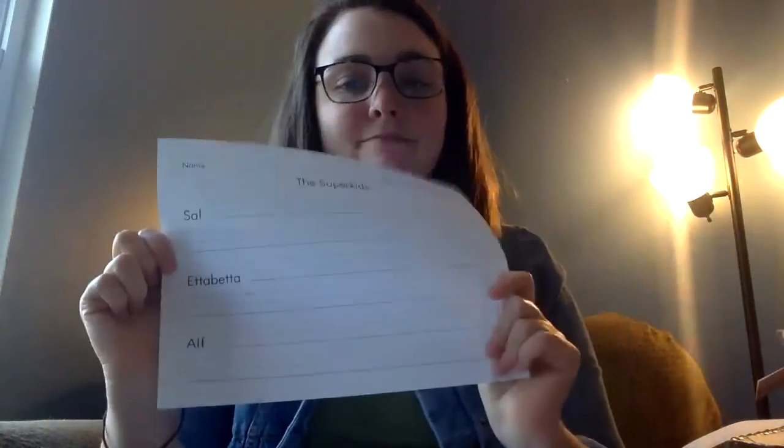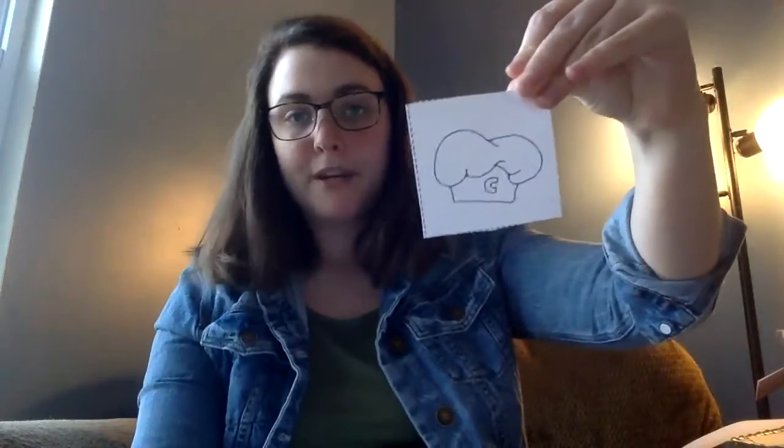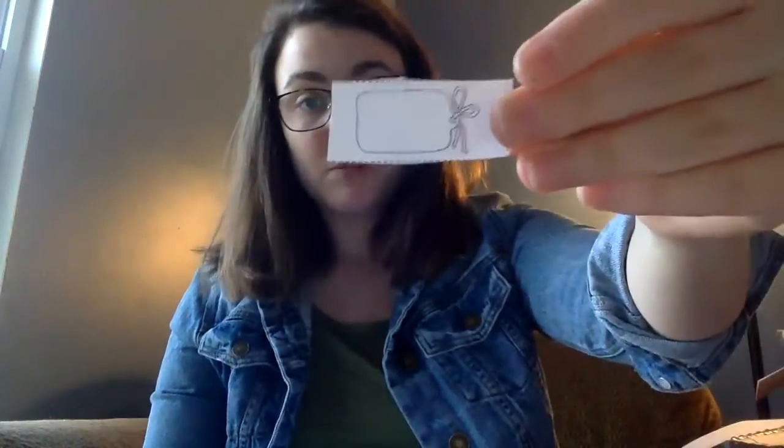So you are going to see a paper, wrong paper, Mrs. Carmody. Here it is. Paper that looks like this. And it says, the Super Kids, Sal, Edabetta, and Alf. Also going to see a paper that has big pictures and a paper that has small pictures.